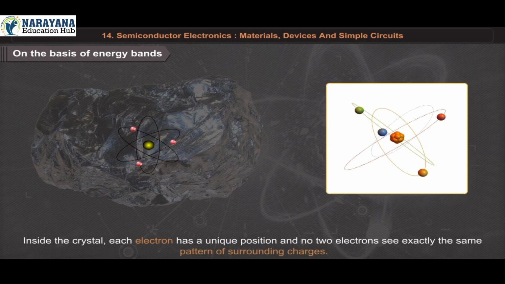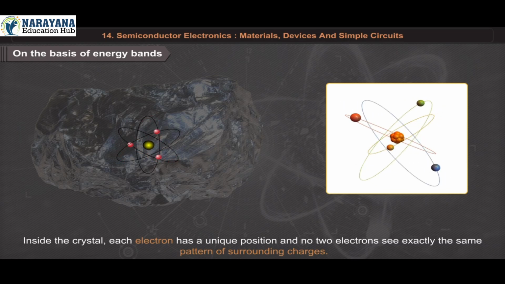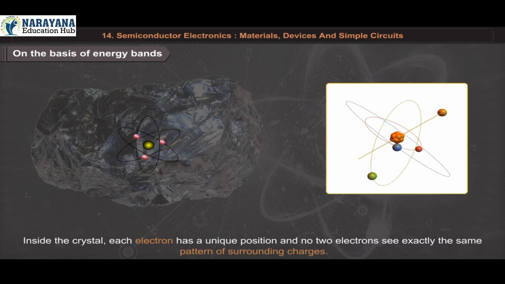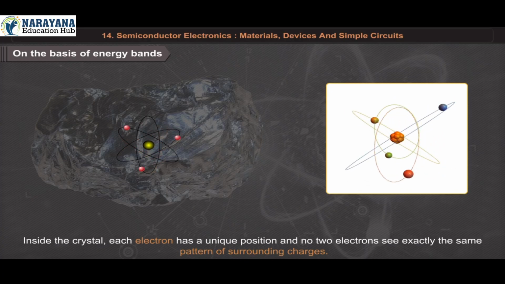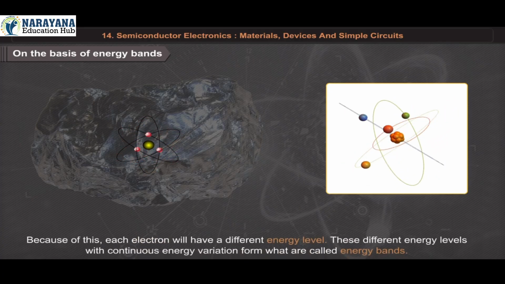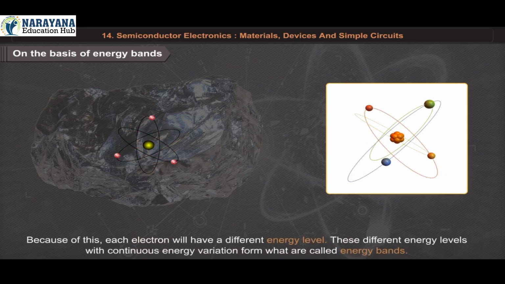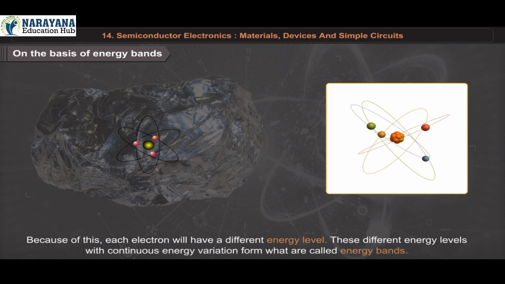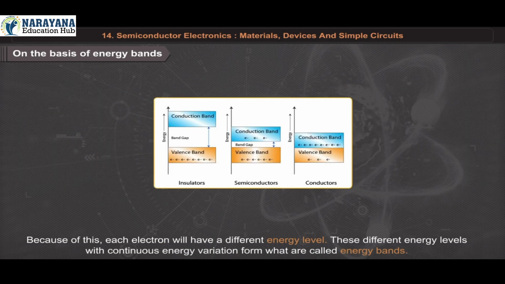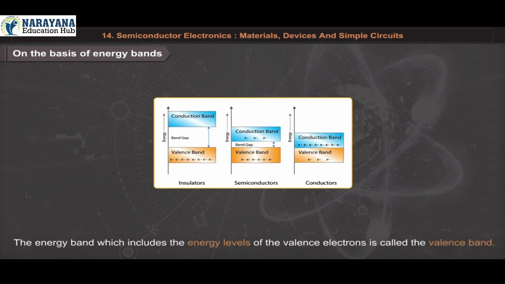Inside the crystal, each electron has a unique position and no two electrons see exactly the same pattern of surrounding charges. Because of this, each electron will have a different energy level. These different energy levels with continuous energy variation form what are called energy bands. The energy band which includes the energy levels of the valence electrons is called the valence band.